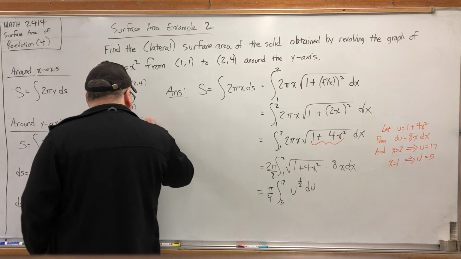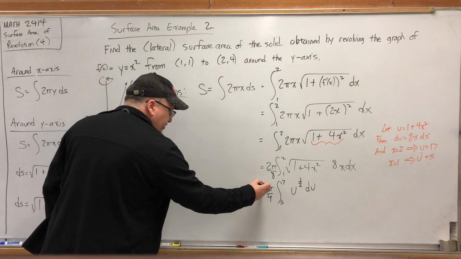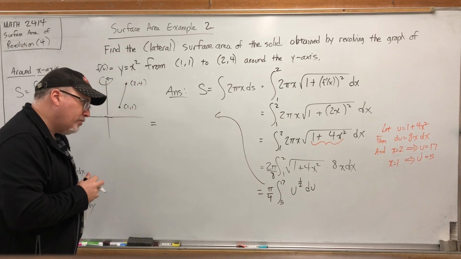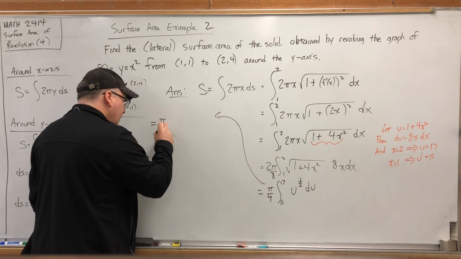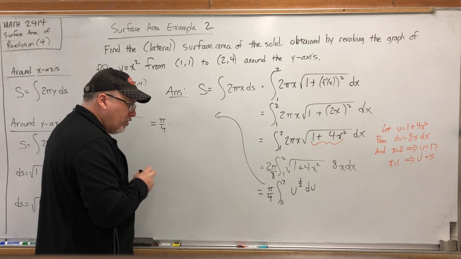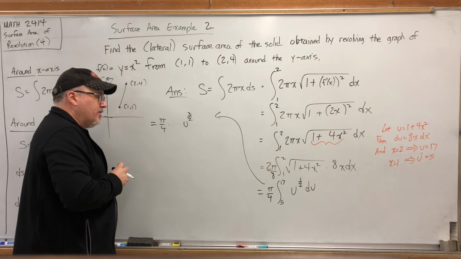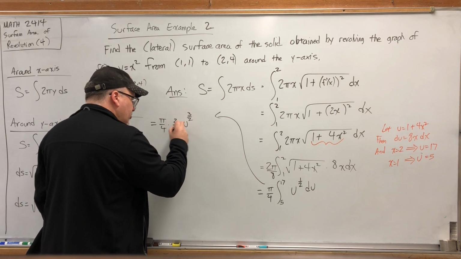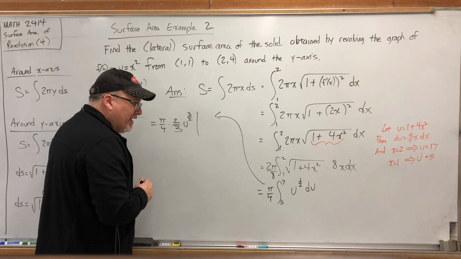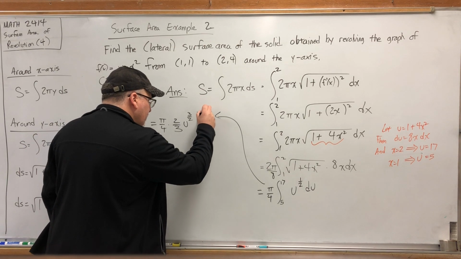Let's move it over here. So continuing, pi over 4. The antiderivative of u to the 1/2, I would add 1 to the power to get u to the 3/2, then multiply by its reciprocal, which is 2/3, and this is being evaluated from 5 to 17.